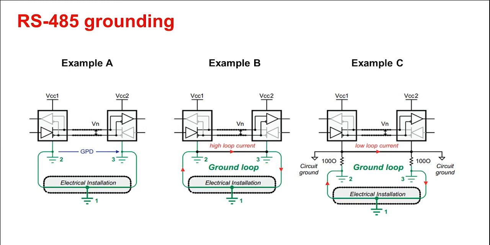In example A, the system is vulnerable to high ground potential differences. If the ground potential difference is greater than the limit of the device, it could stop working or even be damaged. In example B, if a high ground potential difference is present, a large group of loop currents could form, which can be coupled into the data lines as common mode noise. Example C is recommended by the RS-485 standard. Adding the series resistors lowers the loop current, but the noise could still exist.